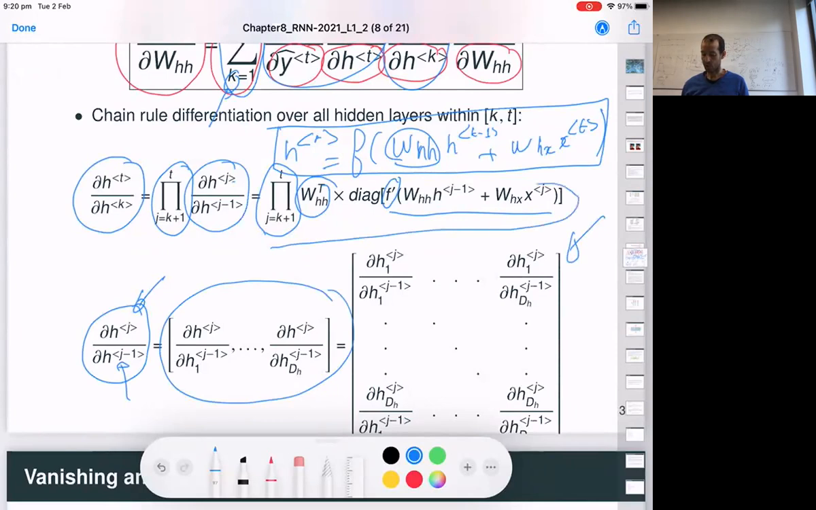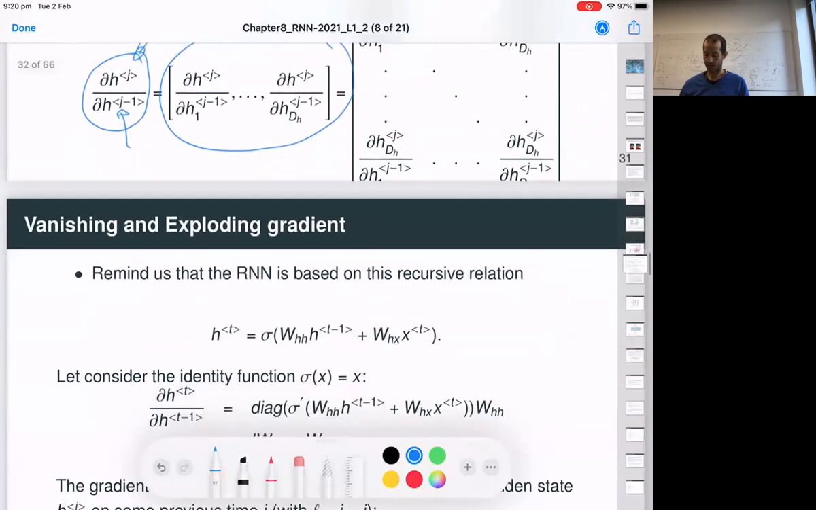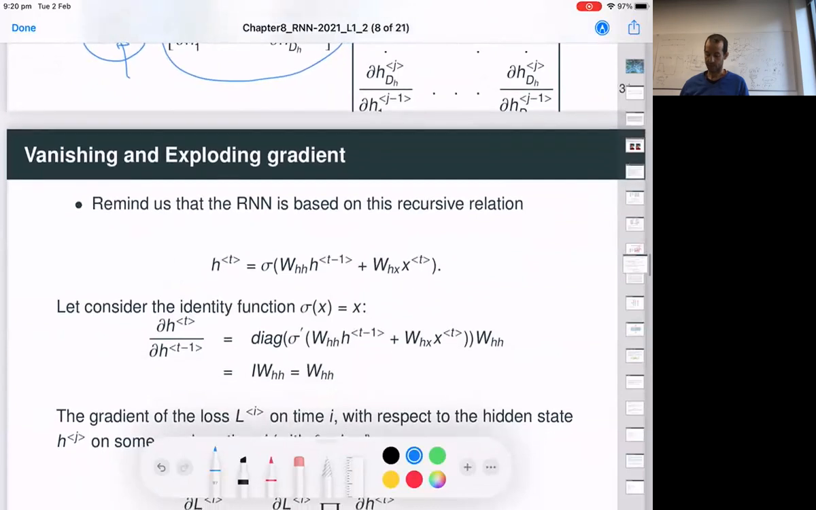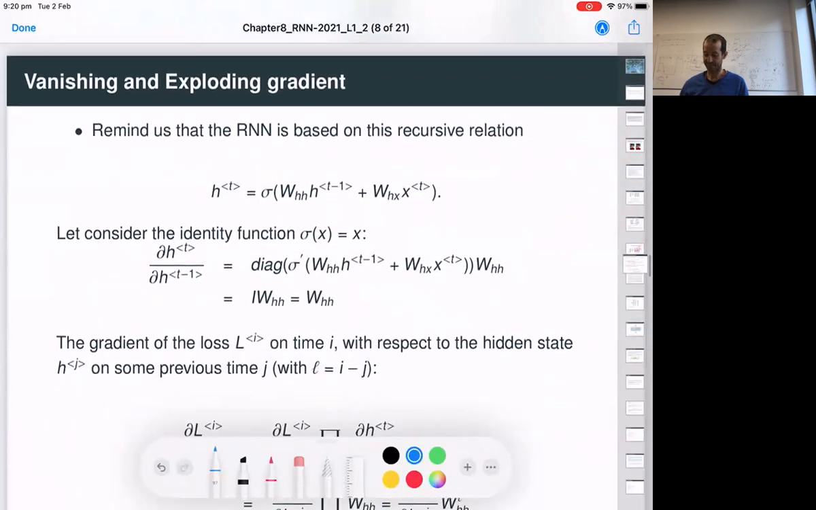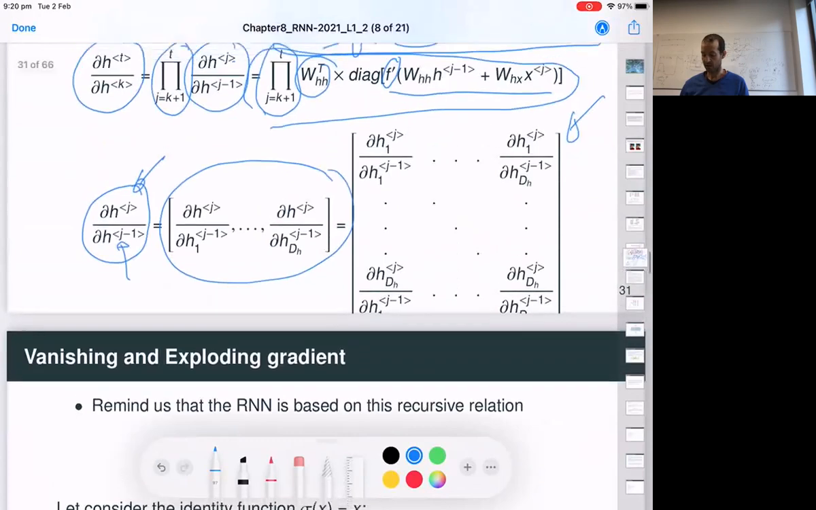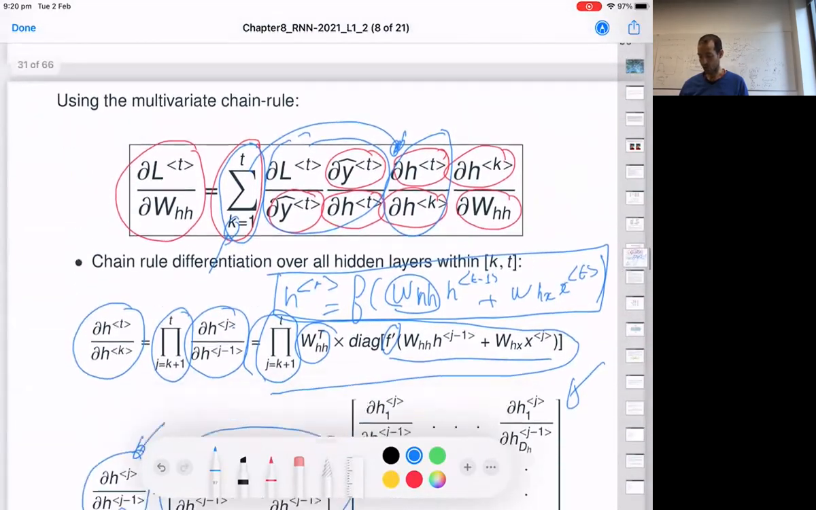We managed to compute the derivative of our loss function using the backpropagation over time. And so now, what is the issue with the RNN?